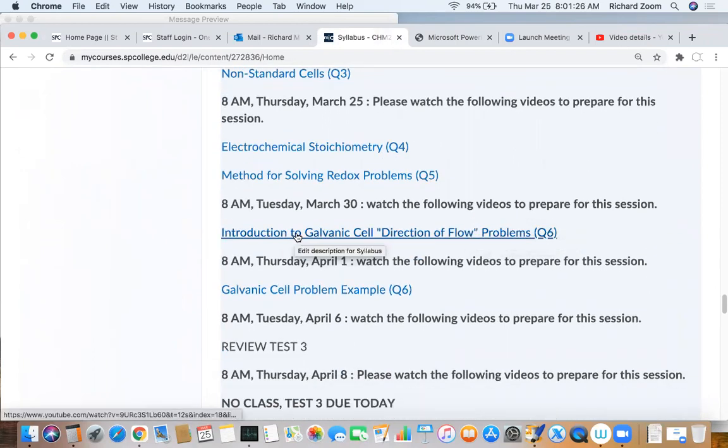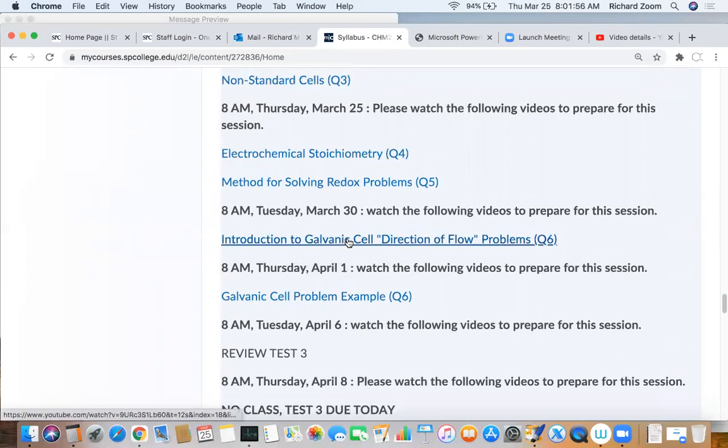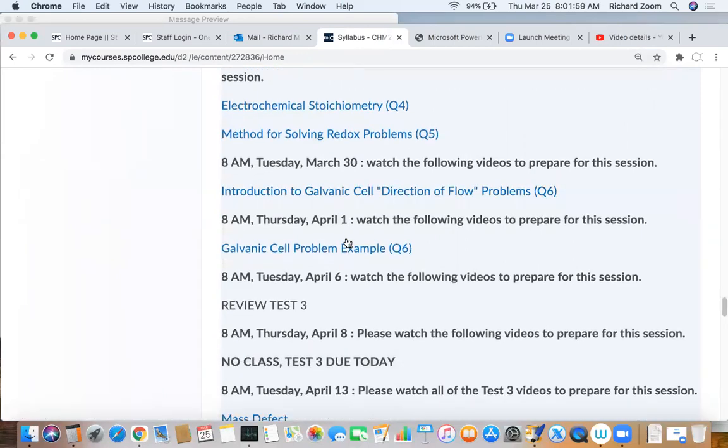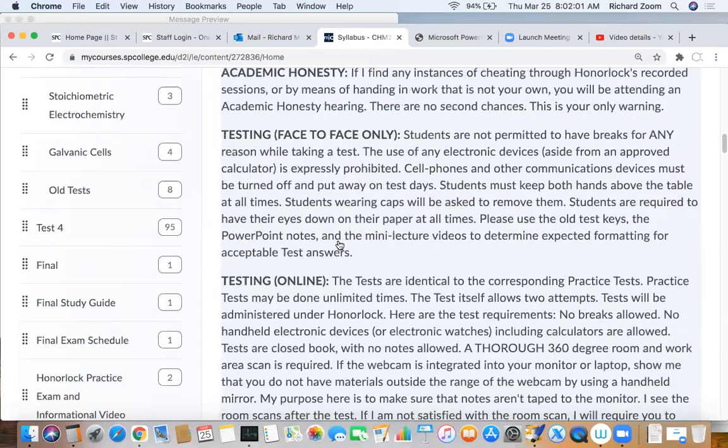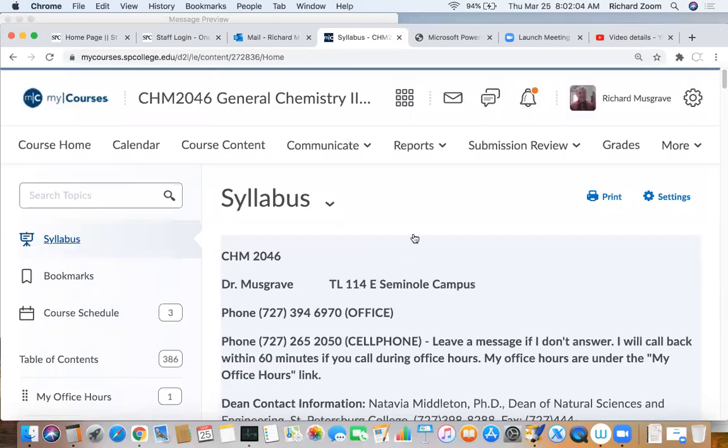And then next Tuesday, we'll do the introduction to galvanic cells. Probably the galvanic cell problem as well. I'll probably get that all done Tuesday. Then that gives me a bit more time to go back and look at the stuff that we would have looked at the week after spring break. But again, you do have some Zoom lectures to look at for that from the previous semester. But I will definitely have time to do that. Things are looking pretty good for us here.